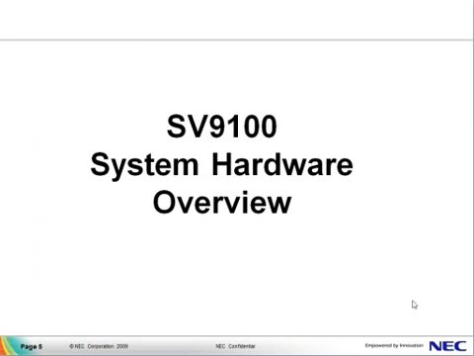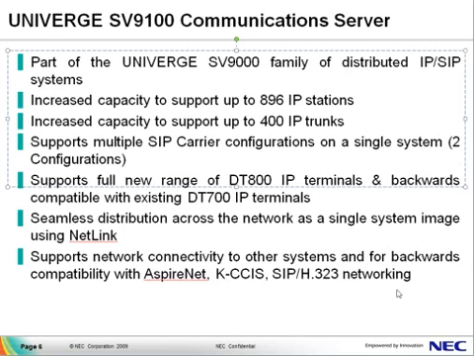So let's begin with section 1, an overview of the sv9100 system hardware. The sv9100 is part of the UniVerge sv9000 family of distributed IP SIP systems. It has increased capacity to support up to 896 IP stations. Also, there is increased capacity to support up to 400 IP trunks.